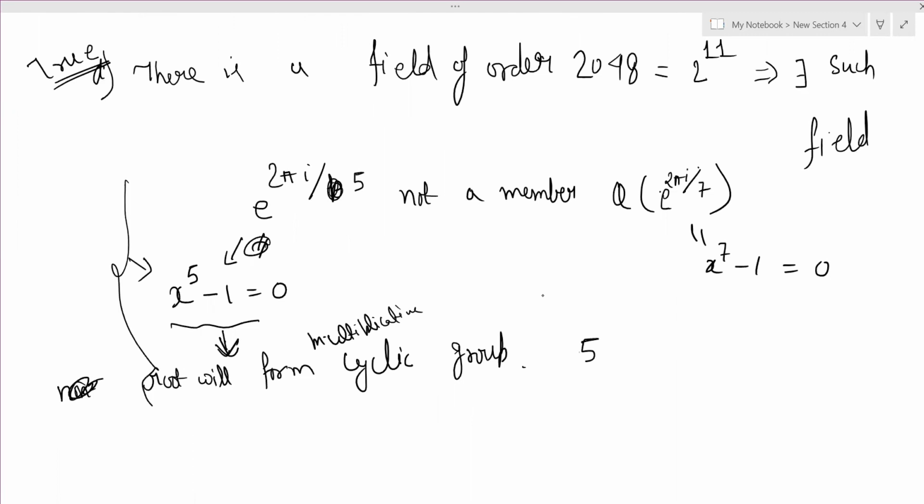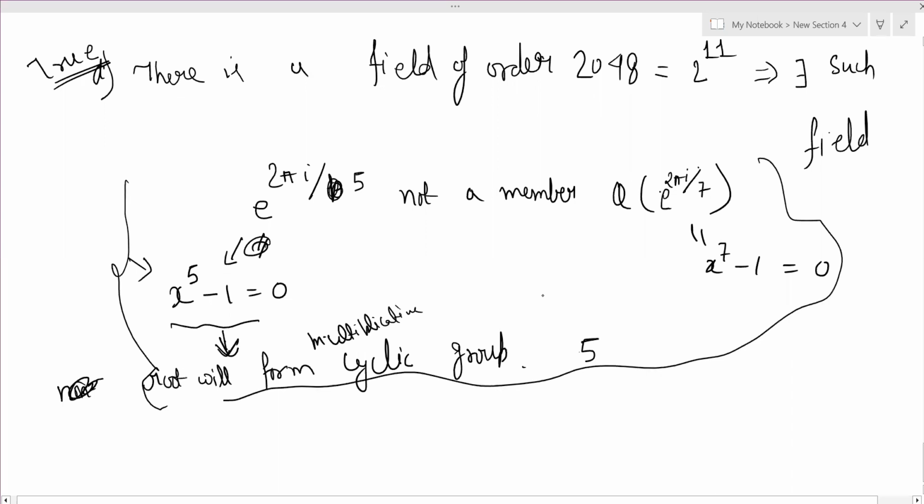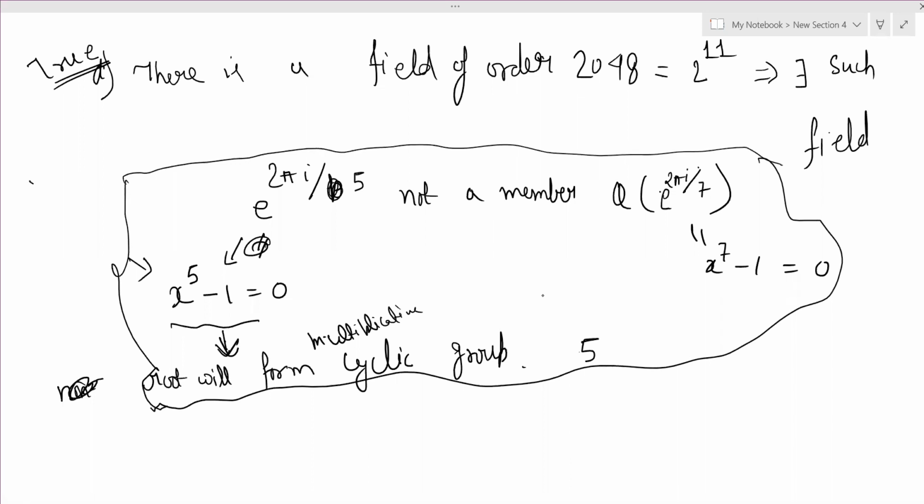These concepts are not dealt with in the 7th lesson. Maybe this is not done in your course, but you can refer to Dummit and Foote. There it is done clearly. Let me tell you the page number.